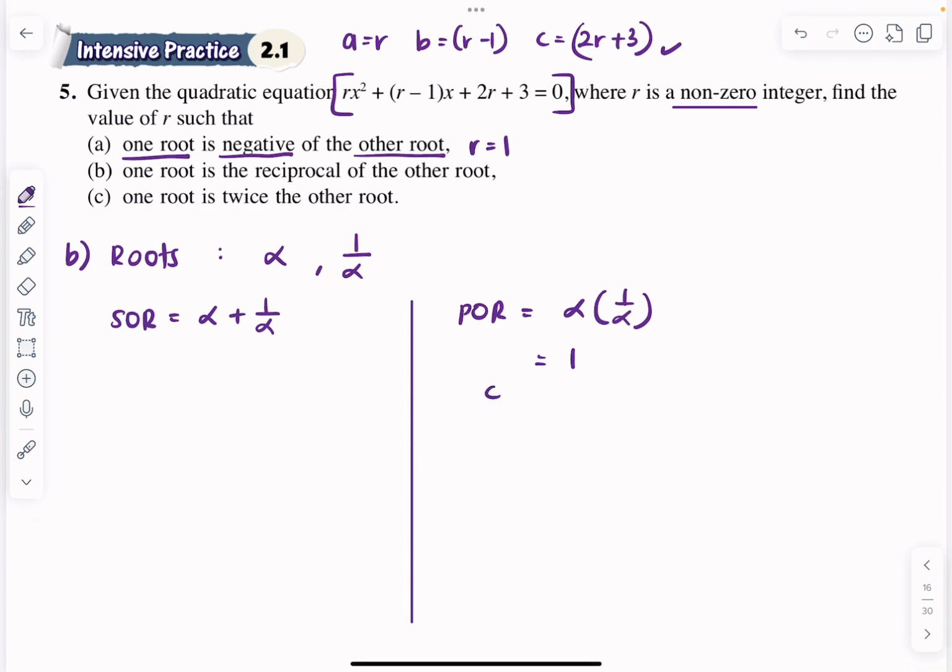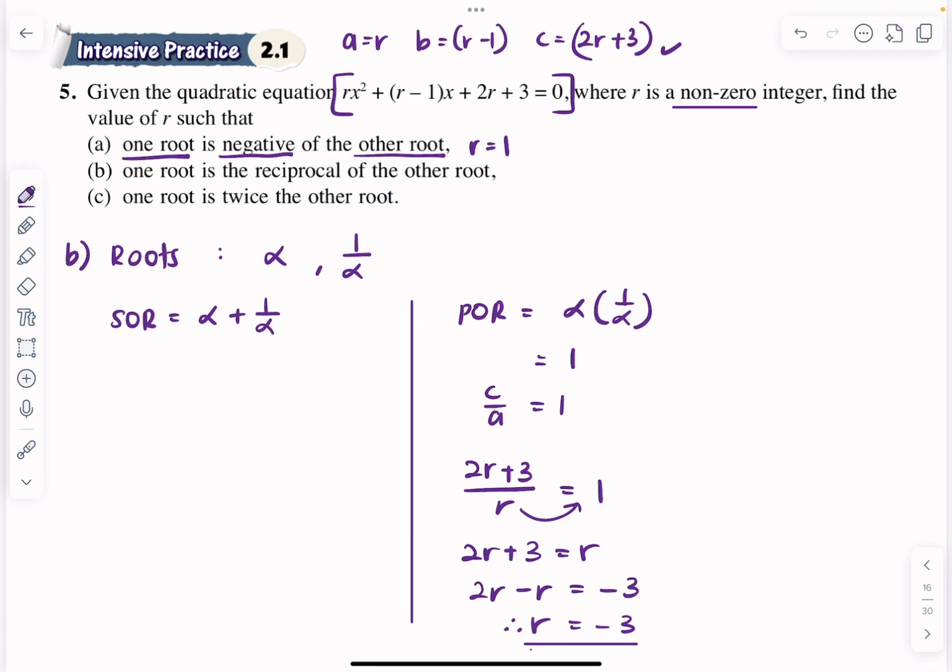So POR is C over A. C is this, A is this. So 2r plus 3 over r equals to 1. Multiply the r there. 2r plus 3 equals to r. 2r minus r is negative 3. Therefore, r is negative 3. That's it. This part no need to do. Okay.